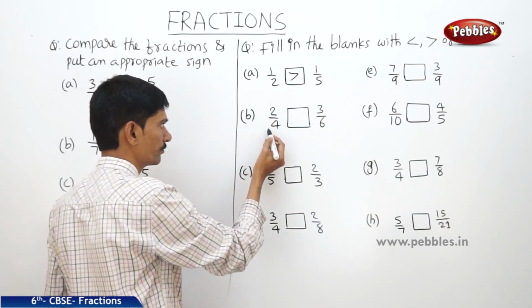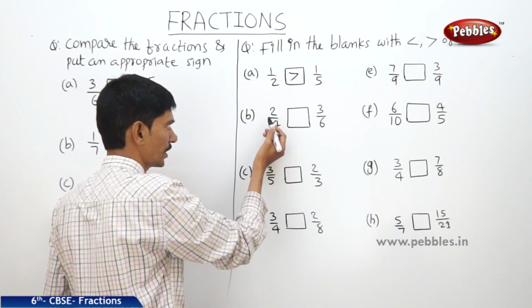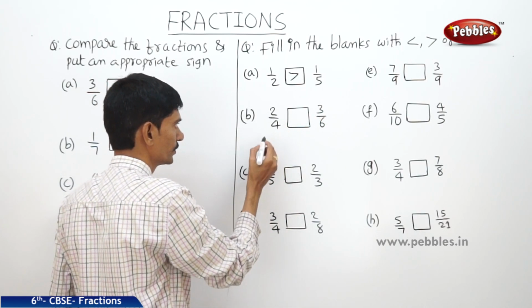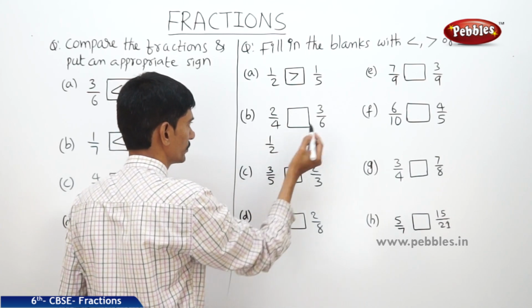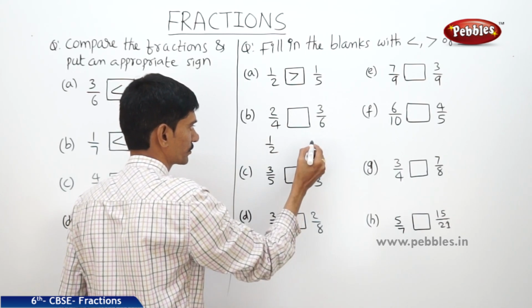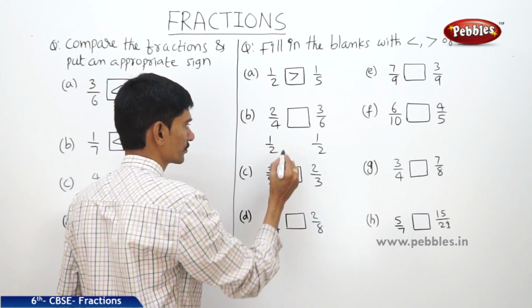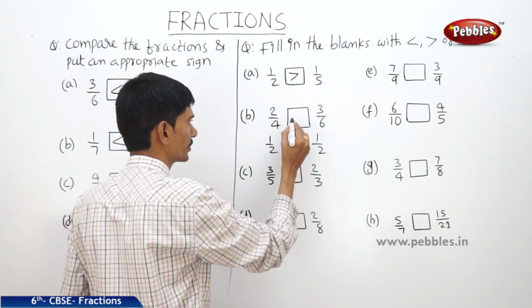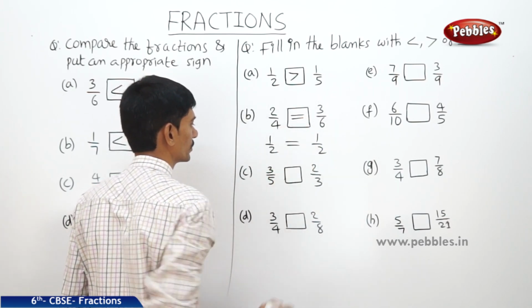Next 2 by 4 dash 3 by 6. If we write 2 by 4 in the simplest form, we get 1 by 2, and 3 by 6 in the simplest form is also 1 by 2. So these two fractions are equal.